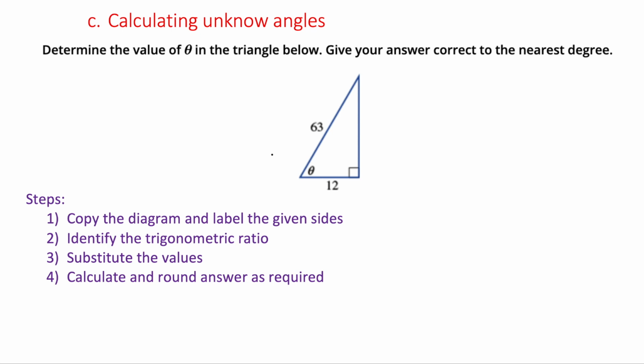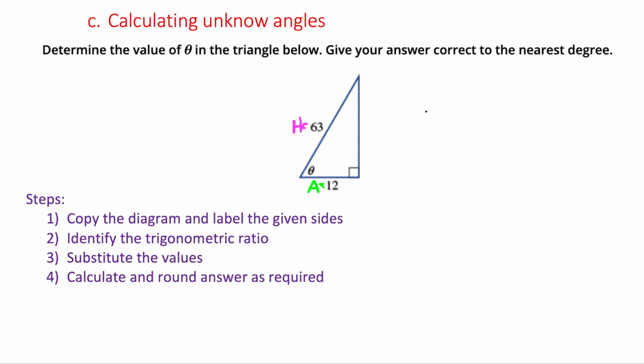So let's label it. So I have my reference angle, which is theta. Therefore, I have my adjacent here. That is going to be this 12. And I have my opposite. My opposite will be here, but I don't need the opposite because I have the hypotenuse. And the hypotenuse is going to be this one, which is 63. Great. Now, identify the trigonometric ratio. So I have cosine.